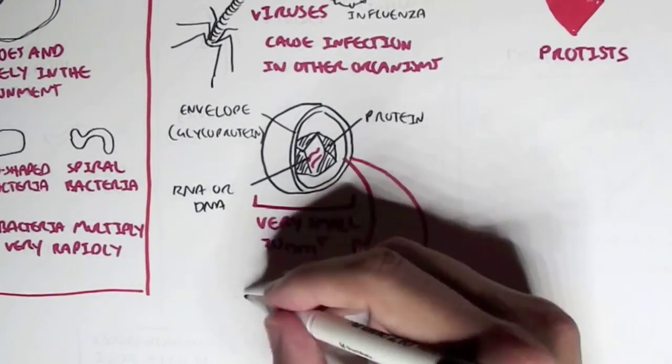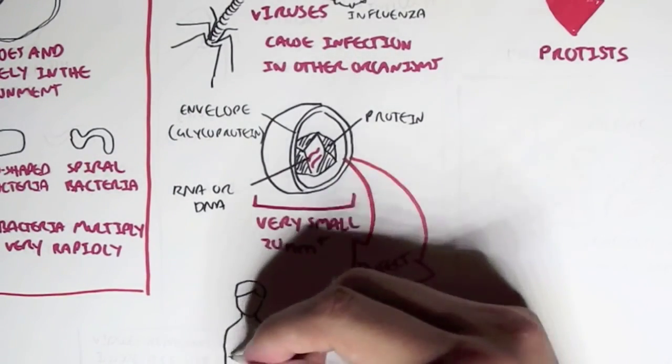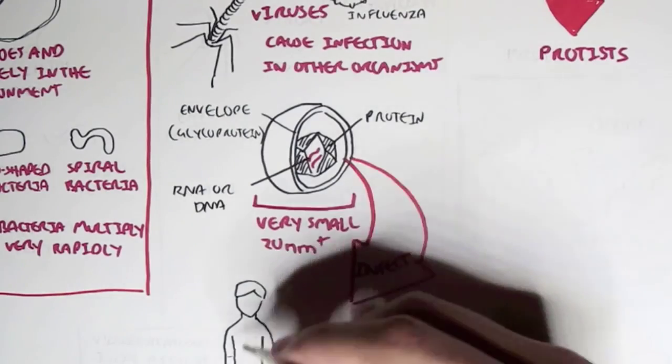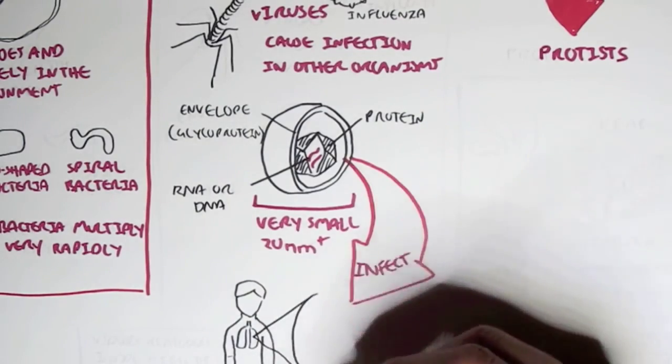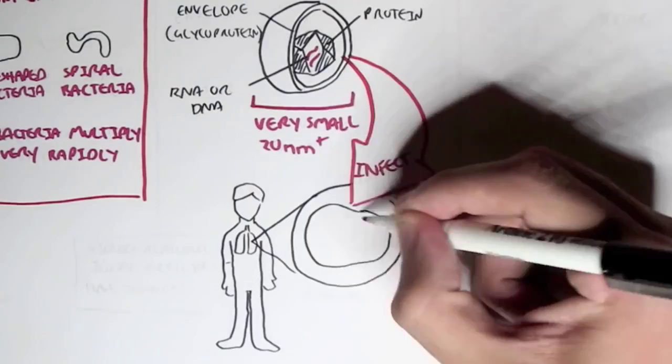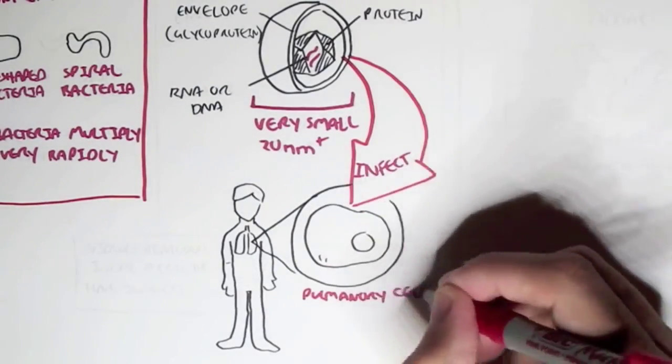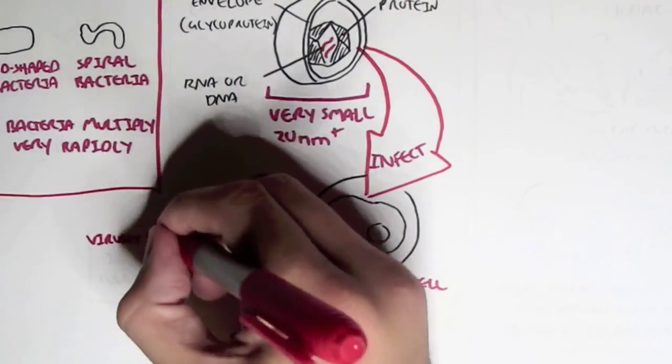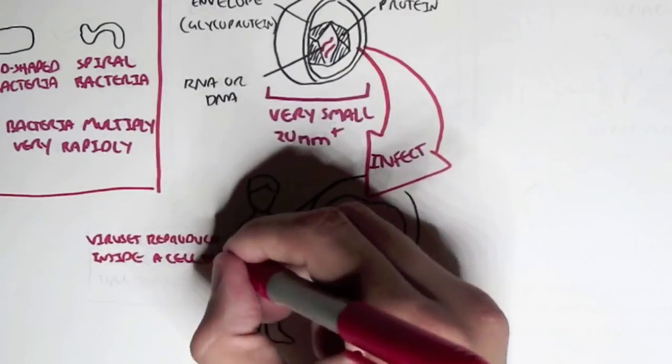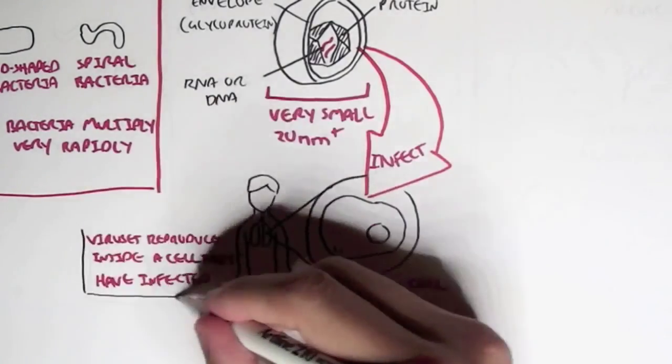And so, as I mentioned, viruses infect other organisms, and so we can say that the influenza virus, for example, infects the pulmonary cells within our lungs. And this is how they replicate. So viruses replicate inside a cell that they have infected. And that was all for viruses.